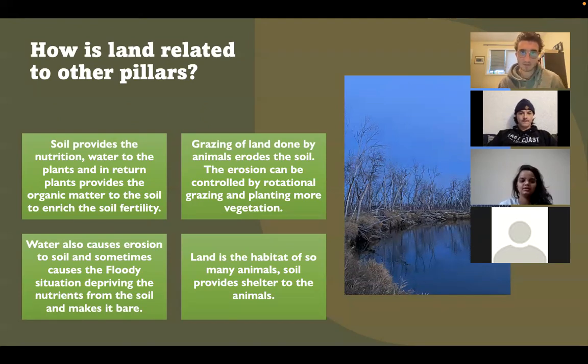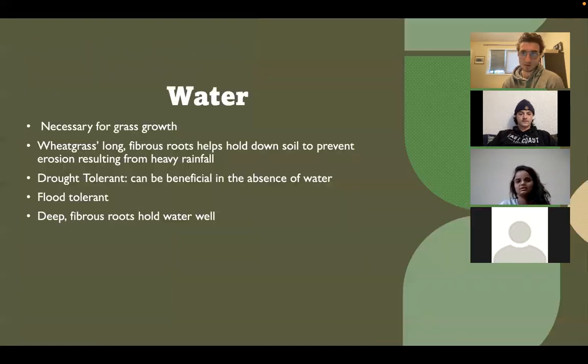After that, animals on grazing expose the soil to wind and water, and topsoil gets eroded, leaving the land bare. After that, excess water in the form of flood erodes the soil on the banks of the river. The vegetation on the bank holds the soil together to prevent soil erosion. Also, there are so many animals such as snakes, rabbits, earthworms, etc., that reside in the soil. Now, coming on to the water part.